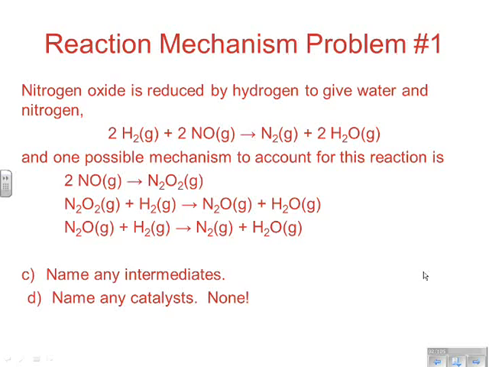Now, part C, name the intermediates. Well, honestly, we just did that. Remember the substances we canceled a second ago? Those things would be our intermediates. So N2O2, dinitrogen dioxide, and N2O, dinitrogen monoxide, would be our intermediates in this reaction. And then D, what are the catalysts? Well, remember, we said we didn't have any catalysts because there was nothing that appeared first on the reactant side and later became a product. So there was none.